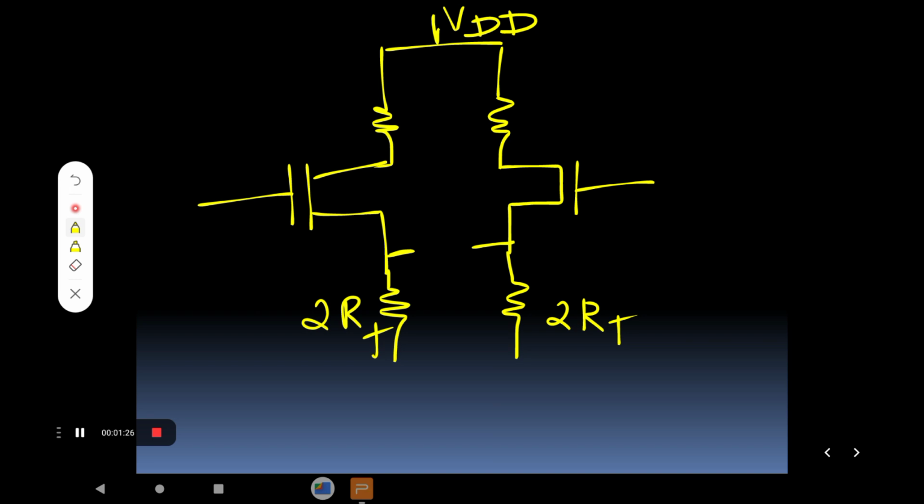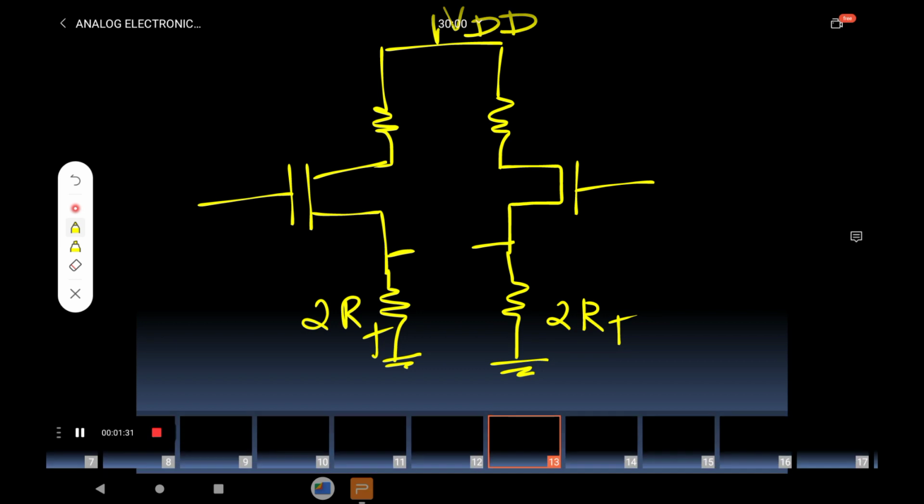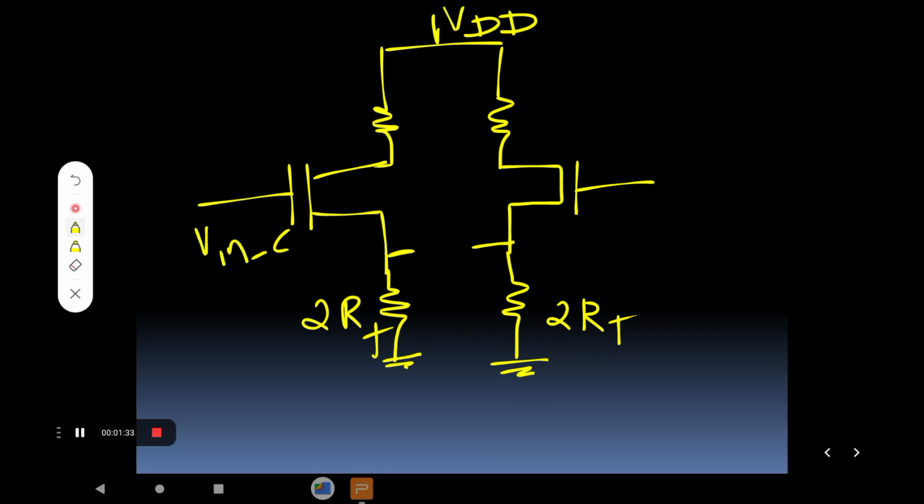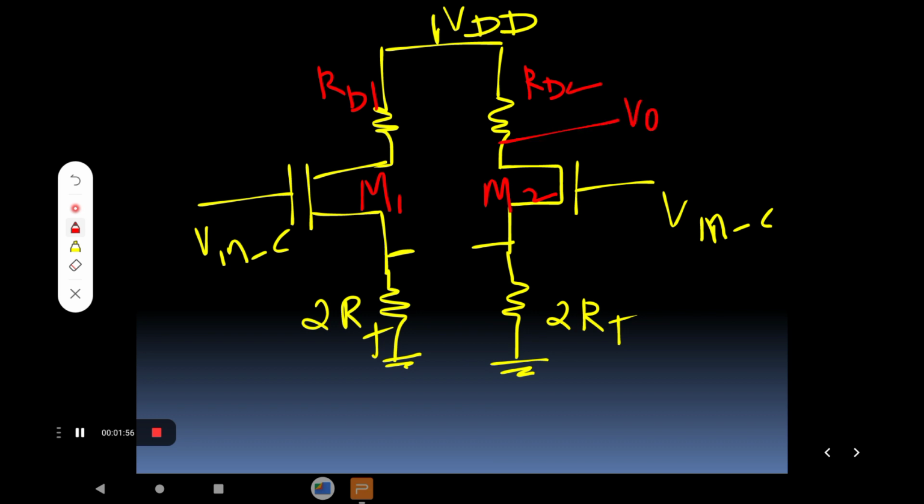That's why I will represent it by caps. This is connected to the ground, and this is also connected to the ground. So this is nothing but input Vin,C, that is the common mode input, like this for analysis, just for remembering. I will call this transistor M1 and this transistor M2. This is the first drain resistance RD1, and this is the second drain resistance RD2. I will call this one V01 and this one V02. So that is a very simple analysis.